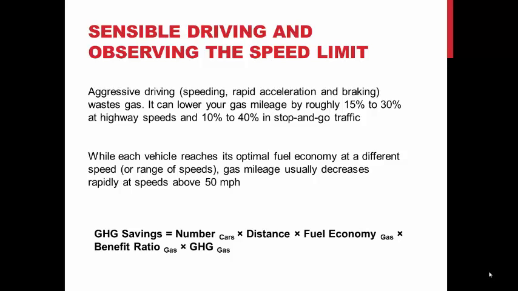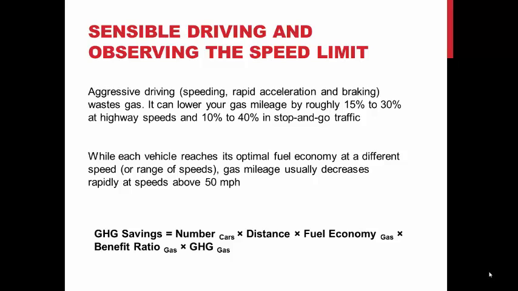This is obviously very dependent on the type of behavior of the driver and highly uncertain, but this is the kind of thing we can develop in more detail based on your feedback. The second idea is that vehicles are going to drive optimally at different speeds, but that gas mileage usually decreases rapidly at speeds above 50 miles an hour.